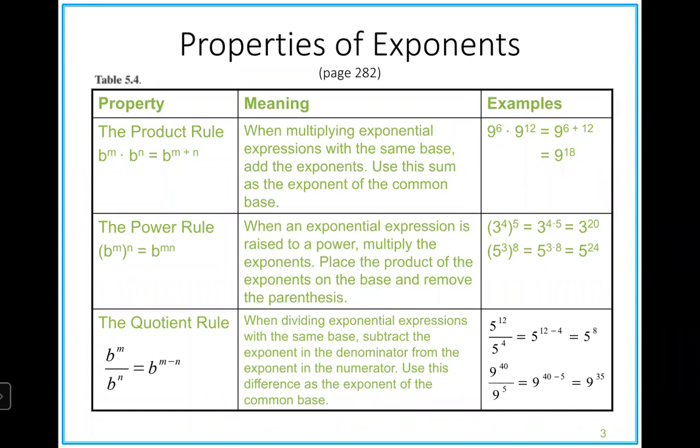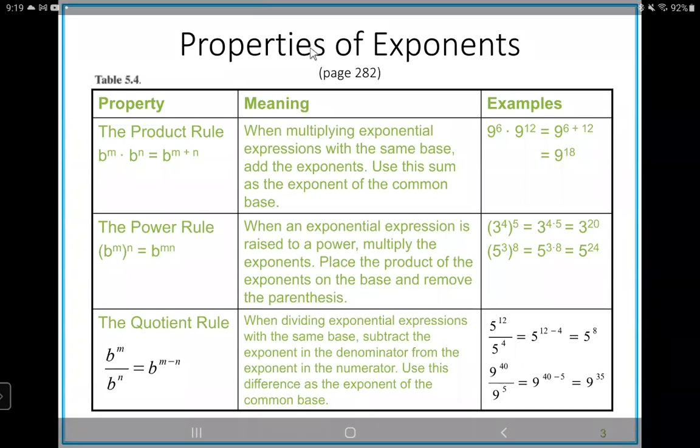Okay, so with this section, we have on page 282 a table with the properties of exponents. So we have the product rule, the power rule, the quotient rule. And of course, you should know that the product rule is the first one on the table. Are we all hearing me? Yes. Okay. All right.